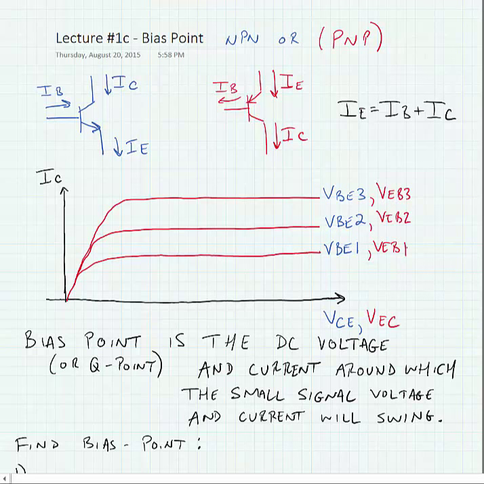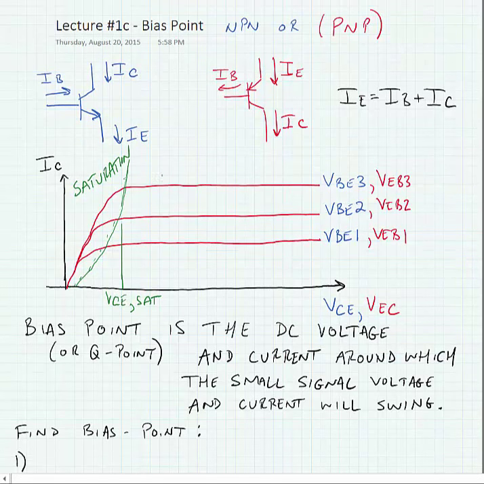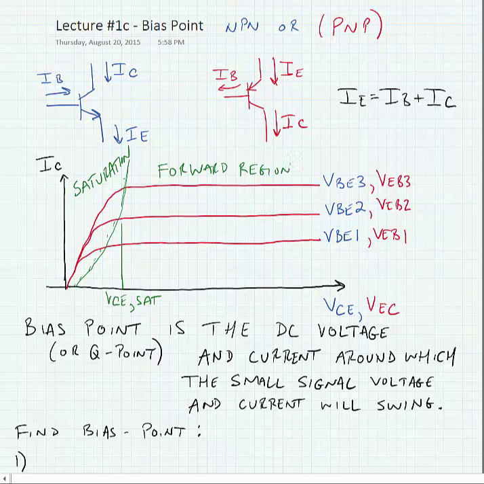All right, we can look at this plot and see clearly a couple of our regions of operation. Looking at the plot here, below a certain VCE, which we'll call the saturation voltage, or VCE sat, the transistor is going to be in the saturation region. Above this VCE sat, the transistor is in the forward active region. And finally, if the transistor is not on and no current is flowing, it is in cutoff.